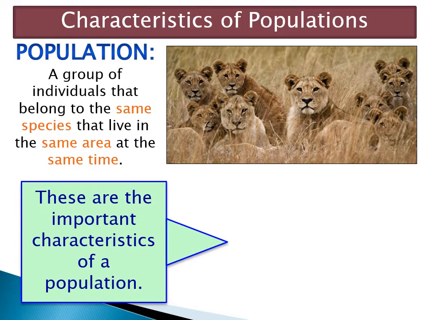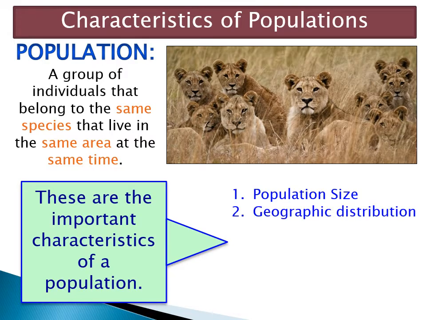All right, so we have a lot of important characteristics of a population. One is, of course, population size. This is usually one of the main factors that ecologists are concerned with when they're tracking how a group of organisms is doing. Is their population growing, stable, or decreasing? Also, geographic distribution. So how are they spread out along the landscape?